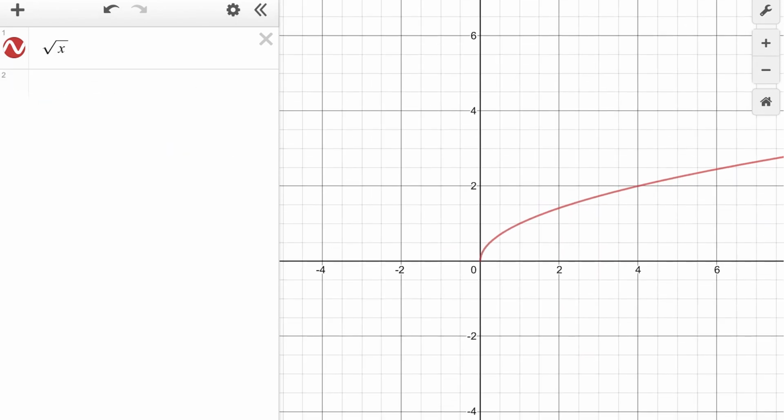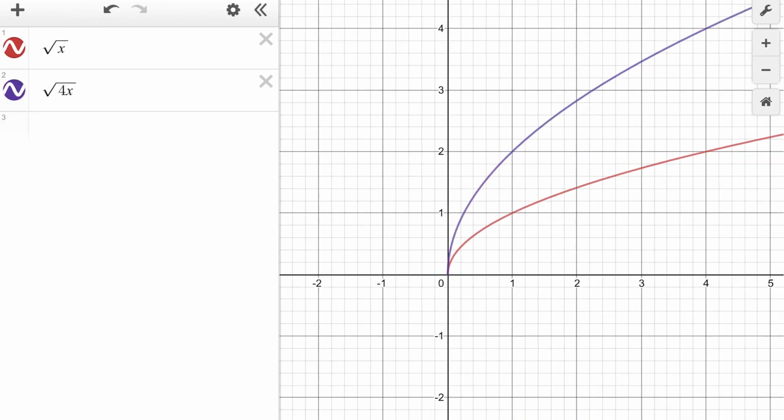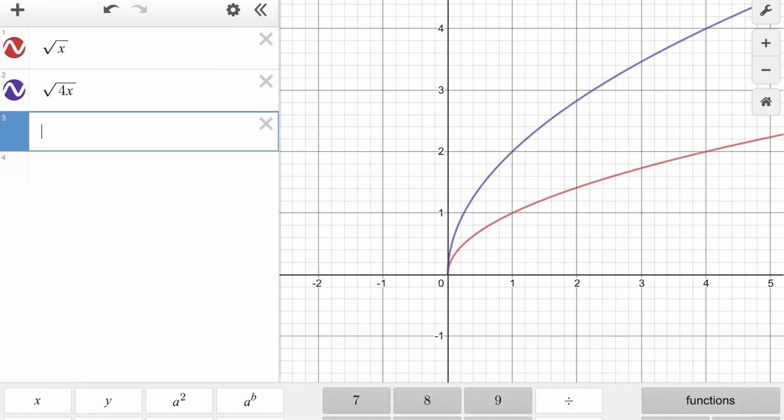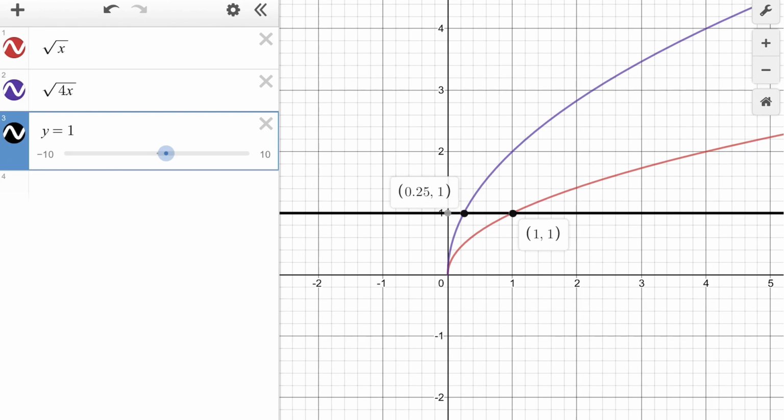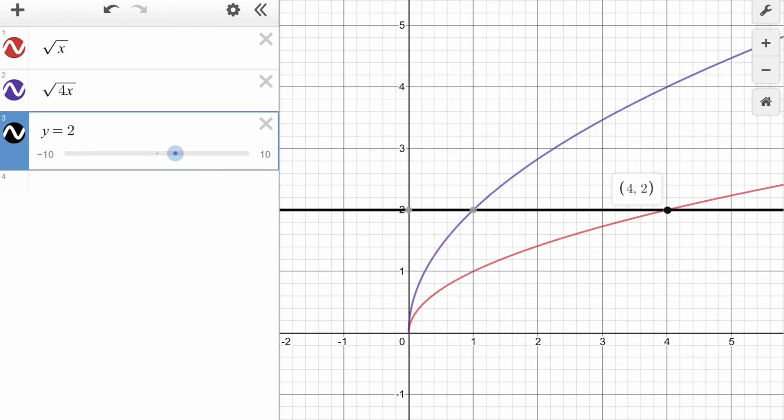Okay, let's start with our parent graph. And there it is, already graphed. And we wanted to do a horizontal compression by a factor of 4. So I could do square root of 4x, make sure the 4 is in there, and we get the horizontal compression by a factor of 4. If I do a horizontal line, you'll notice, and pick 2 points on this, that the red point is 1 unit away from the y-axis, and the purple one is a quarter of that. It's a quarter unit away. And if I change that y to a 2 and compare these points, the red point is 4 units away from the y-axis, and the purple one is a quarter of that. So we do have this horizontal compression by a factor of a quarter.